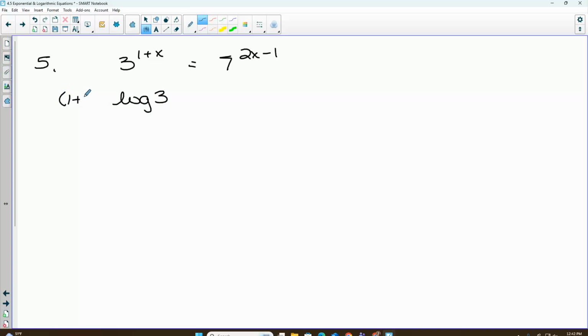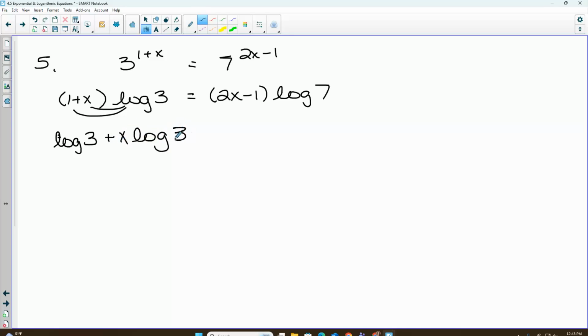So I have 1 plus x, I have to put that in parentheses, log of 3, and 2x minus 1 is log of 7. So at this point, we have to distribute the log on both sides. So we get log 3 plus x log 3 equals 2x log 7 minus log 7.